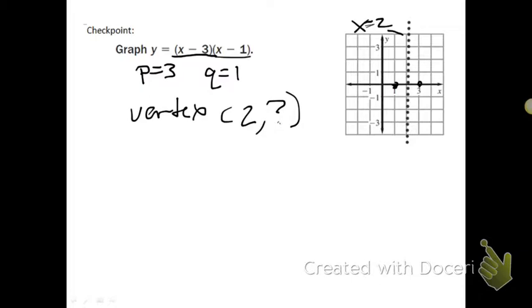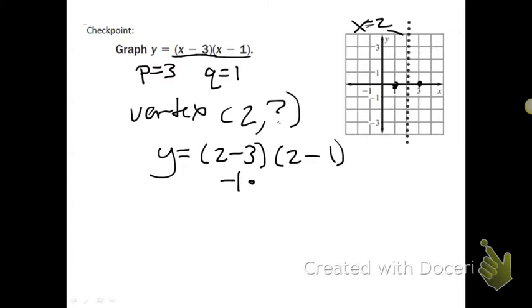If I plug in a 2 for x, though, into my original function, I'm going to get y equals 2 minus 3, and then 2 minus 1. So that's going to be negative 1 times 1, which will give me negative 1. So I now know that my y-coordinate is negative 1. So 2, negative 1, right there. And if I draw a smooth U-shaped curve through there, it's going to go something like this.